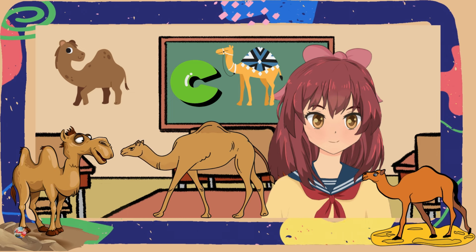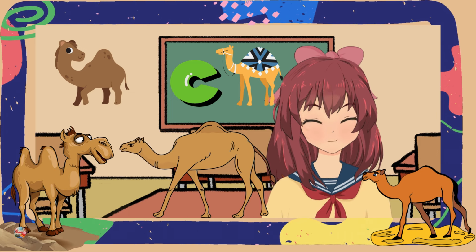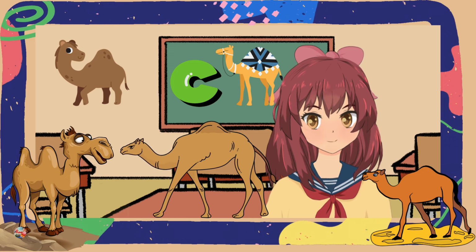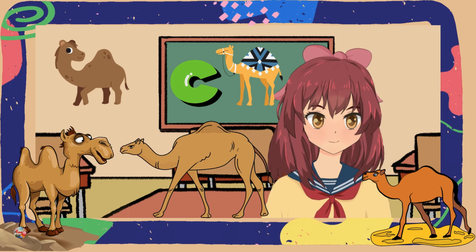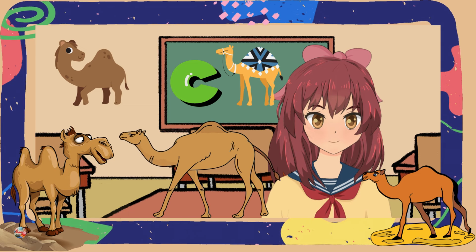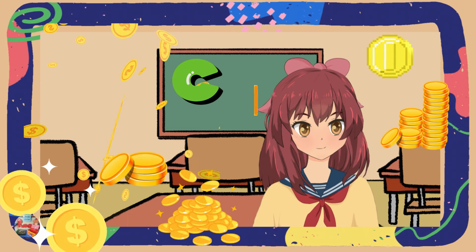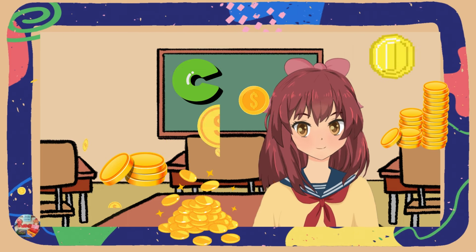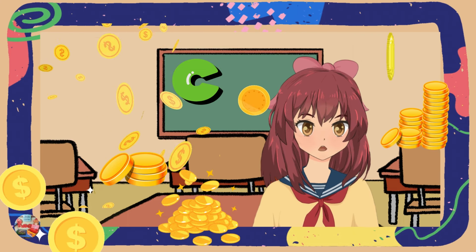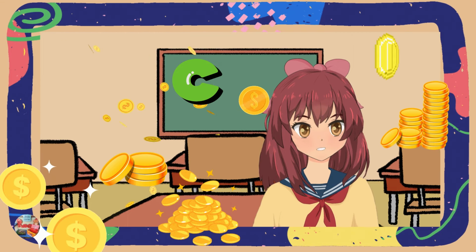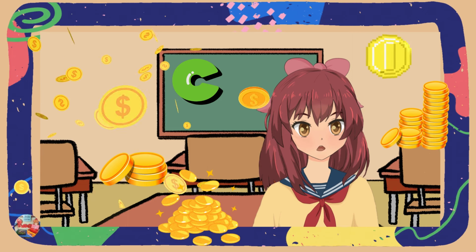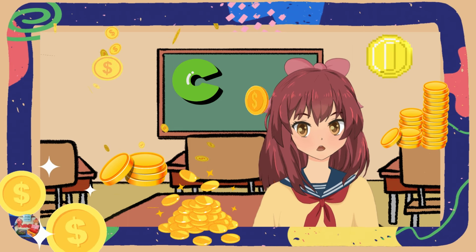What is this? This is camel. Do you know what is the beginning sound of camel? Yes, it's ka. Ka camel. Splendid. What is this? Look at there. It's coin. What is the beginning sound of coin? Oh, good. It's ka. Ka coin. Amazing.